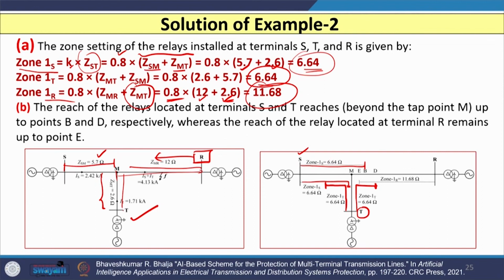And if I consider zone 1 of relay R, then you can see its reach will come up to point E from the bus R, which is 11.68. So, the reach of the relays located at S and T, both you can see, will go beyond the tap point M. However, the reach of the relay located at R will remain up to point E, it will not go beyond tap point M.